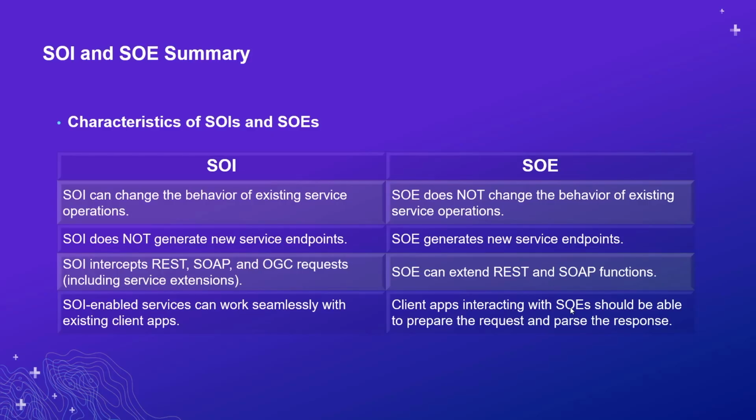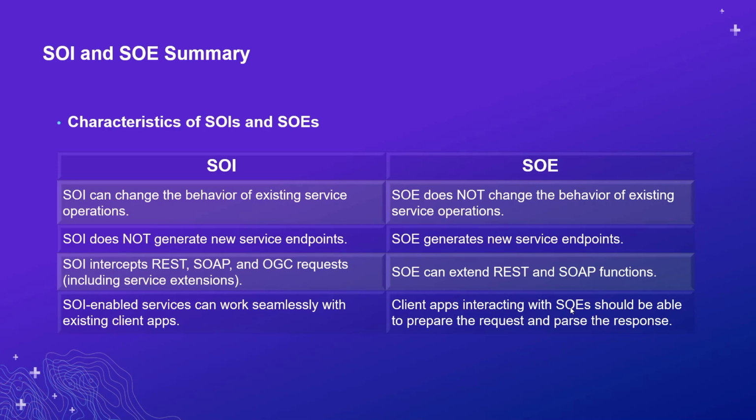Thank you, Pankaj. So now, to summarize what we have learned about SOI and SOE so far, the main characteristic of SOI is that it changes the default behavior of an existing service. The way to change the default behaviors is to modify the request and response. SOI does not generate any new service endpoints or service functions. On the contrary, SOE does not change the default behaviors of the service, but it creates new service endpoints and service functions, and these functions can be implemented either through REST or SOAP.